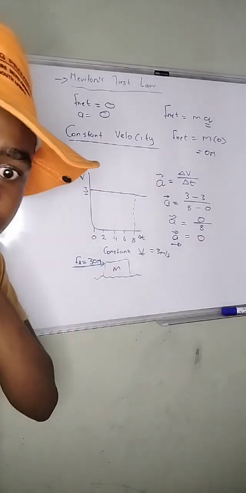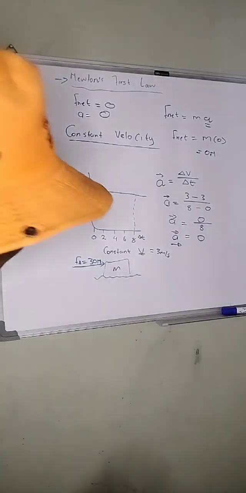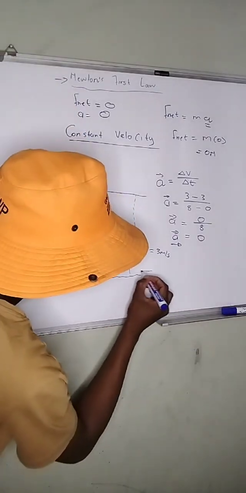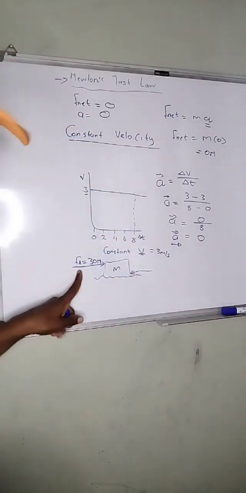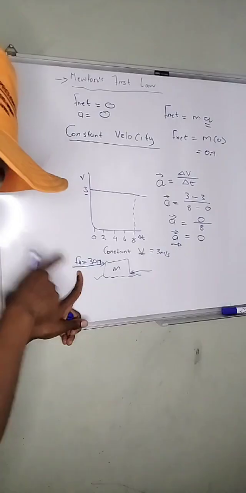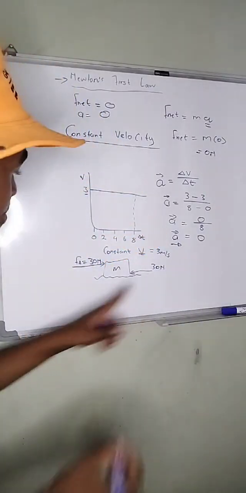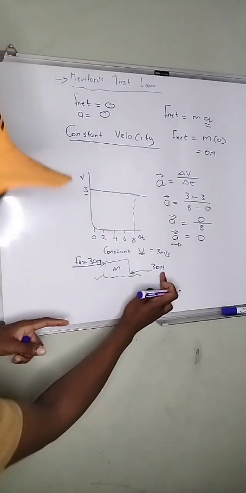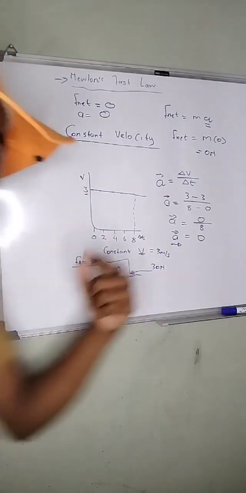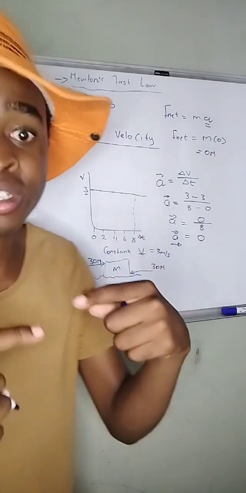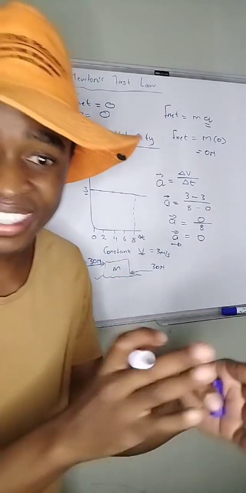What's going to be the value of friction? Thank you very much. It means the type of friction that is going to oppose this applied force is going to be 30 newtons. But what is the difference between this 30 newtons and that 30 newtons? Both of the frictions are going to be 30 newtons, but in different directions.